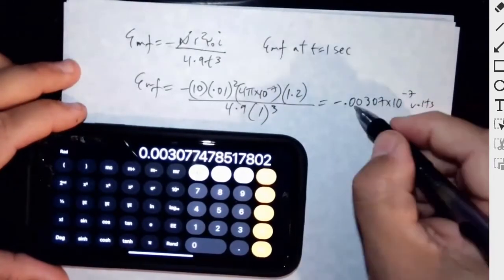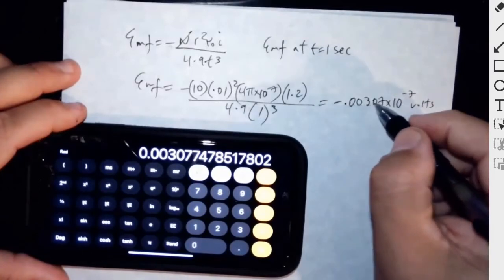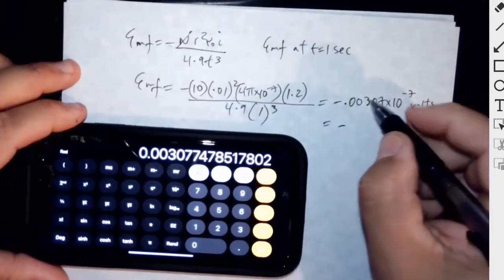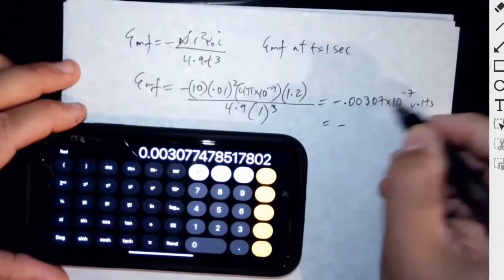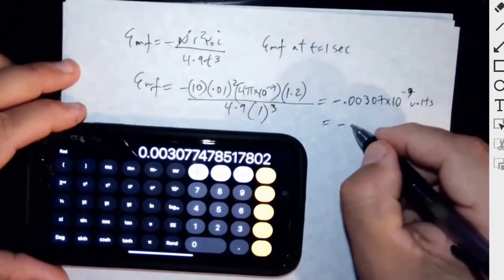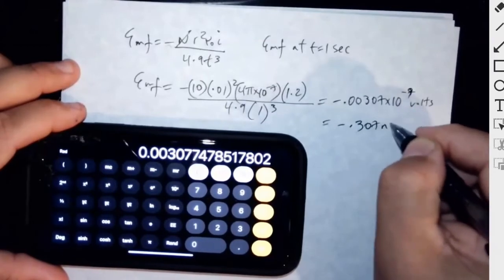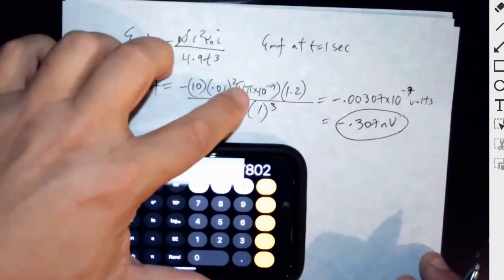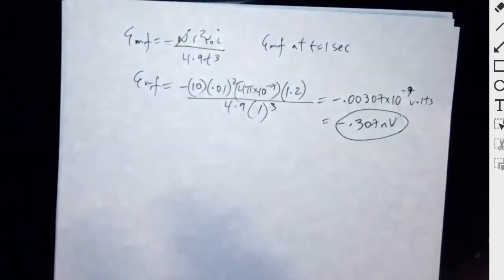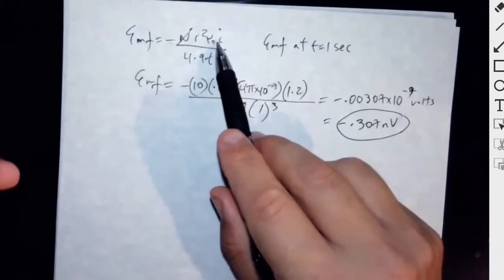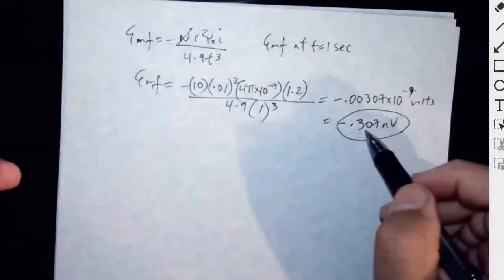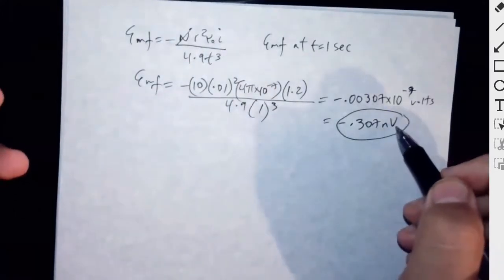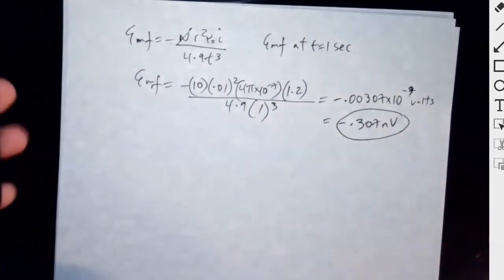If I go twice, that'll be 10 to the minus 9. So negative 0.307 nanovolts. Very small voltage. Yeah, because the B field created by a current carrying wire is going to be very weak, right? So that effect is not as noticeable. Negative 0.307 nanovolts.